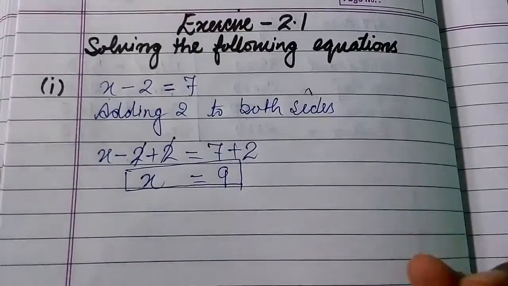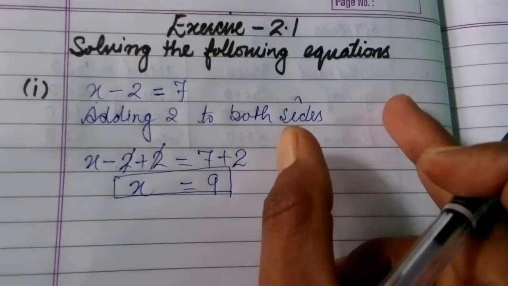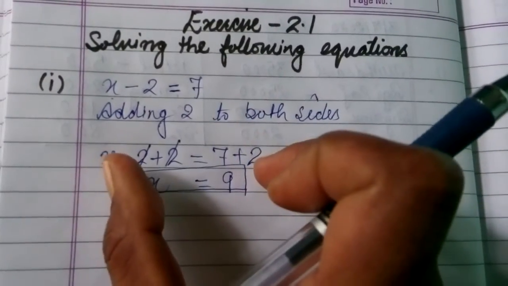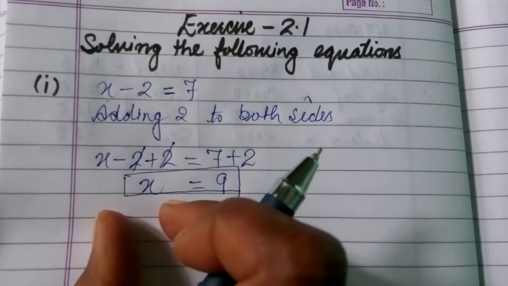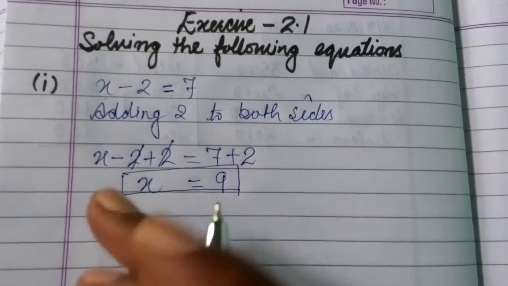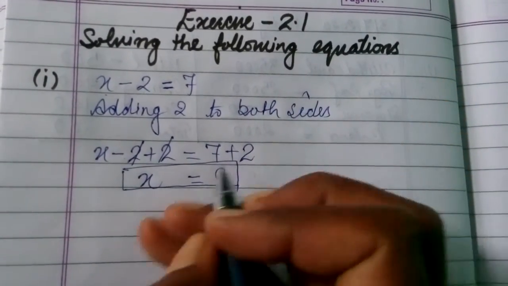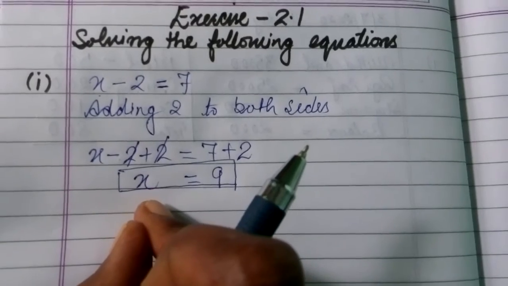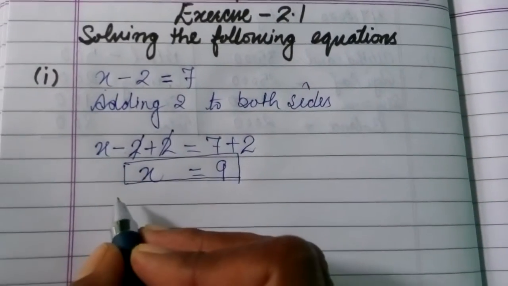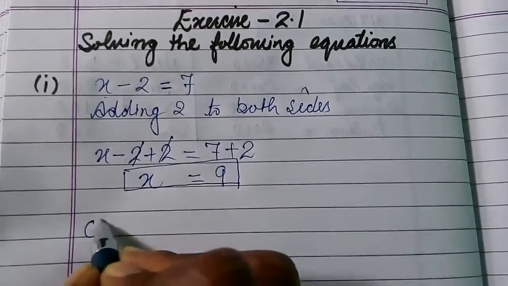Simple. And solving the following equations means that whatever variable has been given, you have to separate that variable to make it single and find out the value on the other side. It's very simple. Now let us check our answer.